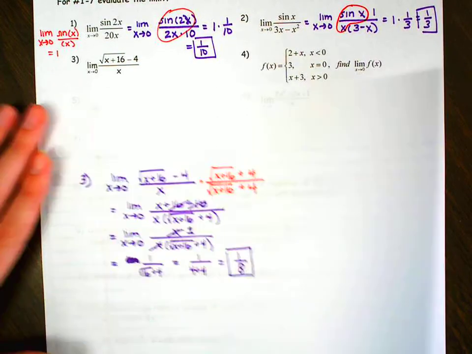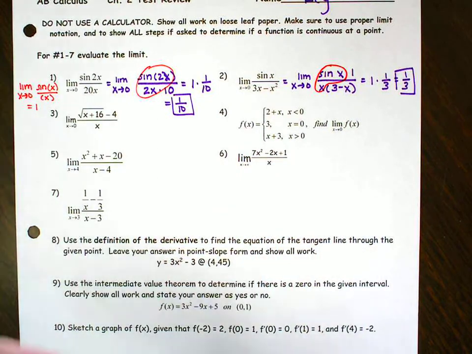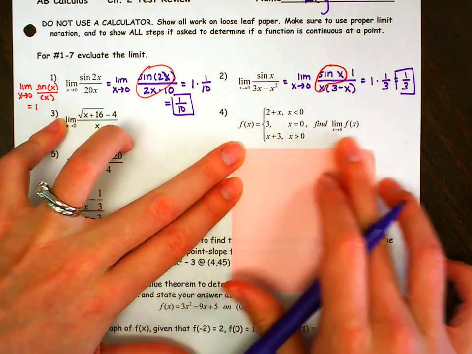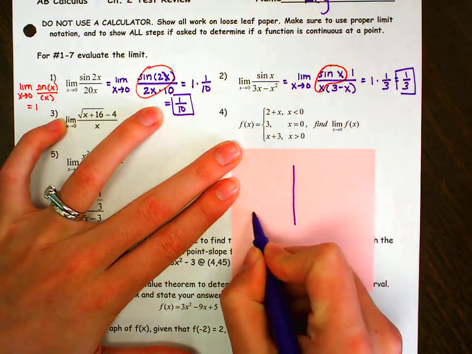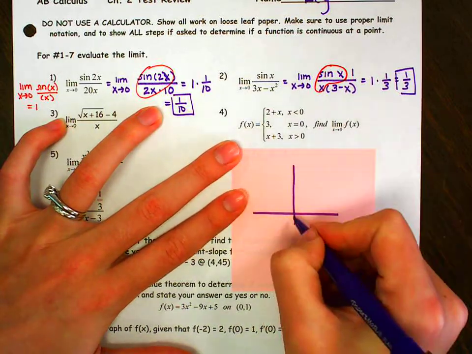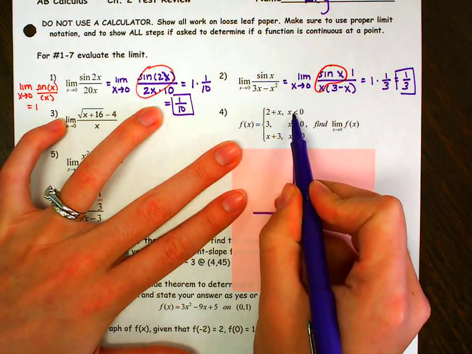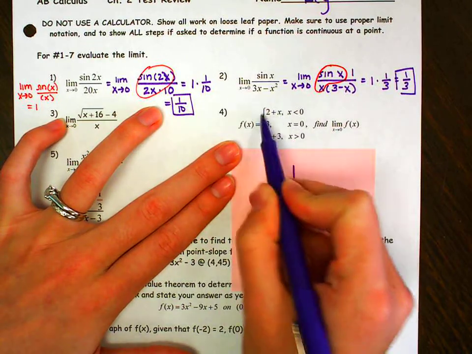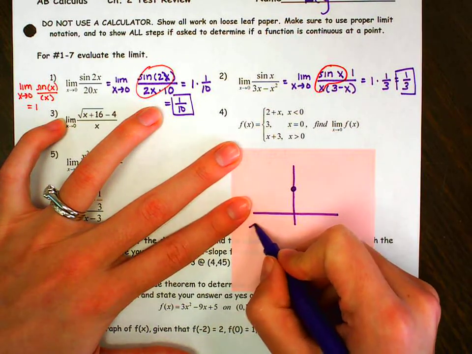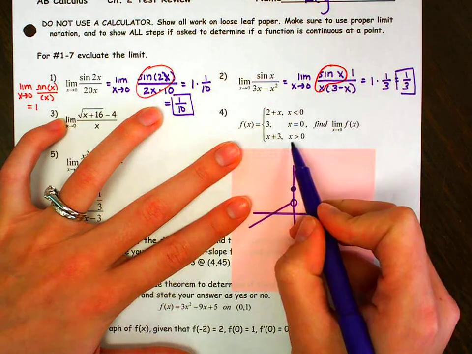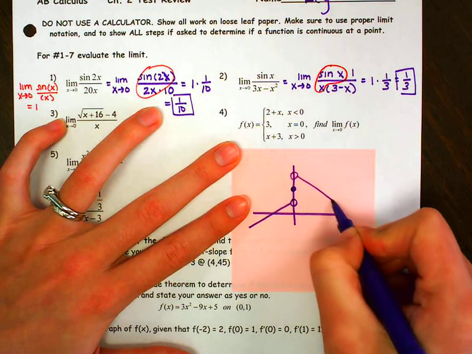Okay, let's look at number 4. I'm going to use a sticky note for this real fast, and I'll show you why. Now, I don't know exactly what this looks like, but this is what I do know. At x equals 0, I have a y value of 3. I also know that everywhere before 0, I have some line, okay? And I don't know exactly what it looks like, but it might look something like this. After 0, I have another line. It might look something like this, okay?